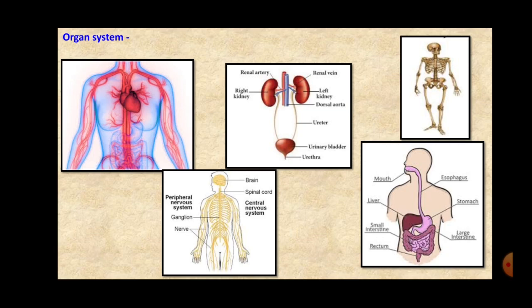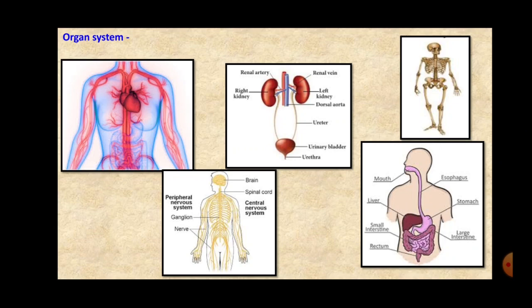So different organs, when they work together in a group to carry out the life processes, and these life processes take place in various steps. So when a group of organs, a number of organs, work together smoothly to carry out a specific function, it is called the organ system.